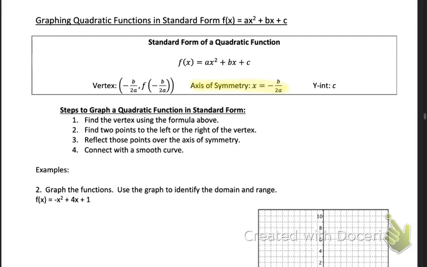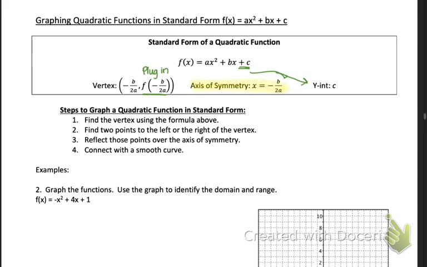Once I know what x is, then I plug it in to the function to figure out the value of y. That's all that means, okay? And then a handy thing to know is this plus c at the end will always be your y-intercept. So that's a point that we know automatically, okay? So it's a good thing to keep in mind.